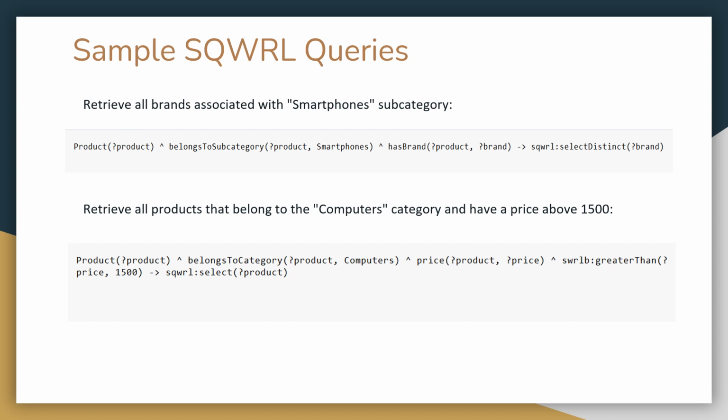Similarly, retrieving all products that belong to the computer category and have a price above a given value. We want to print the products, so we select the product, it should belong to the category computer, and it should have a price with a value greater than 1500. And we want to print the product, so we will do SQRL select product.